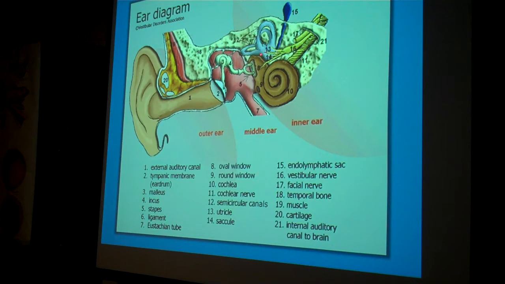Now the names. This is called the vestibular apparatus. One of these little coils here is called a semicircular canal.